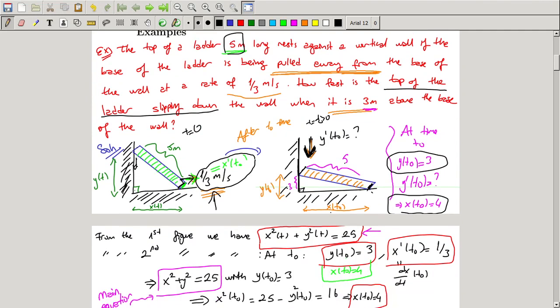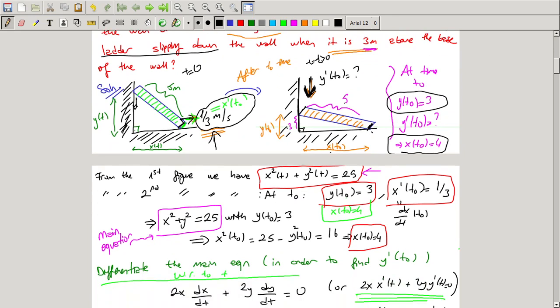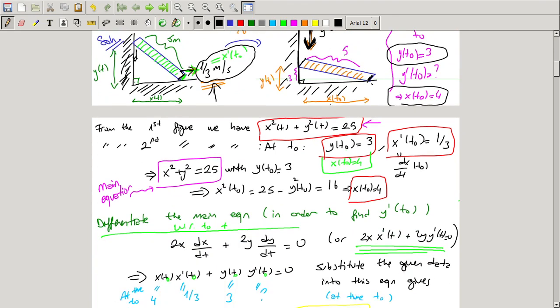We need a main equation. When you look at this question, what can you think about the main equation? The main equation is of course from the geometry of the given shape. If you call this x(t) and this y(t), you see that x squared plus y squared is equal to 25, and this is our main equation. It is important in order to use the derivative. And from the second figure we have y(t0) = 3, x'(t0) = 1/3, and x(t0) = 4. This is also given.